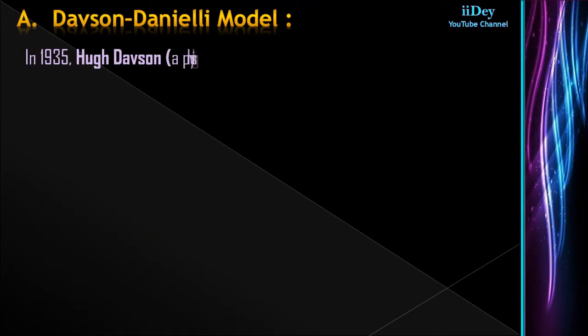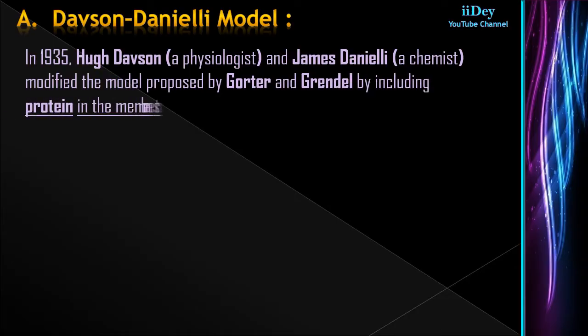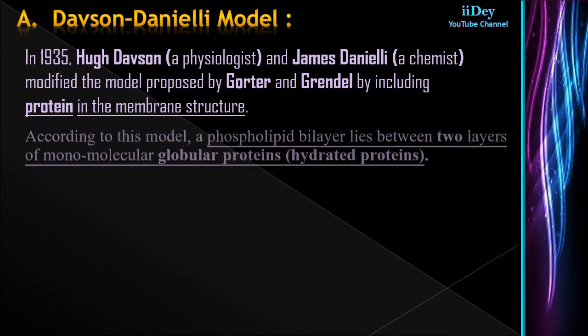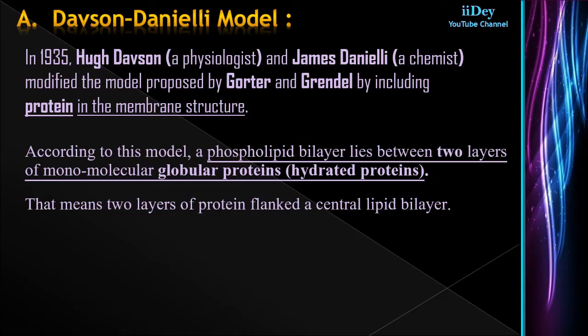In 1935, Hugh Davson, a physiologist, and James Danielli, a chemist, modified the model proposed by Gorter and Grendel by including protein in the membrane structure. According to this model, a phospholipid bilayer lies between two layers of monomolecular globular proteins, which are hydrated proteins. That means two layers of protein flanked a central lipid bilayer. It is trilaminar and lipoproteinous.